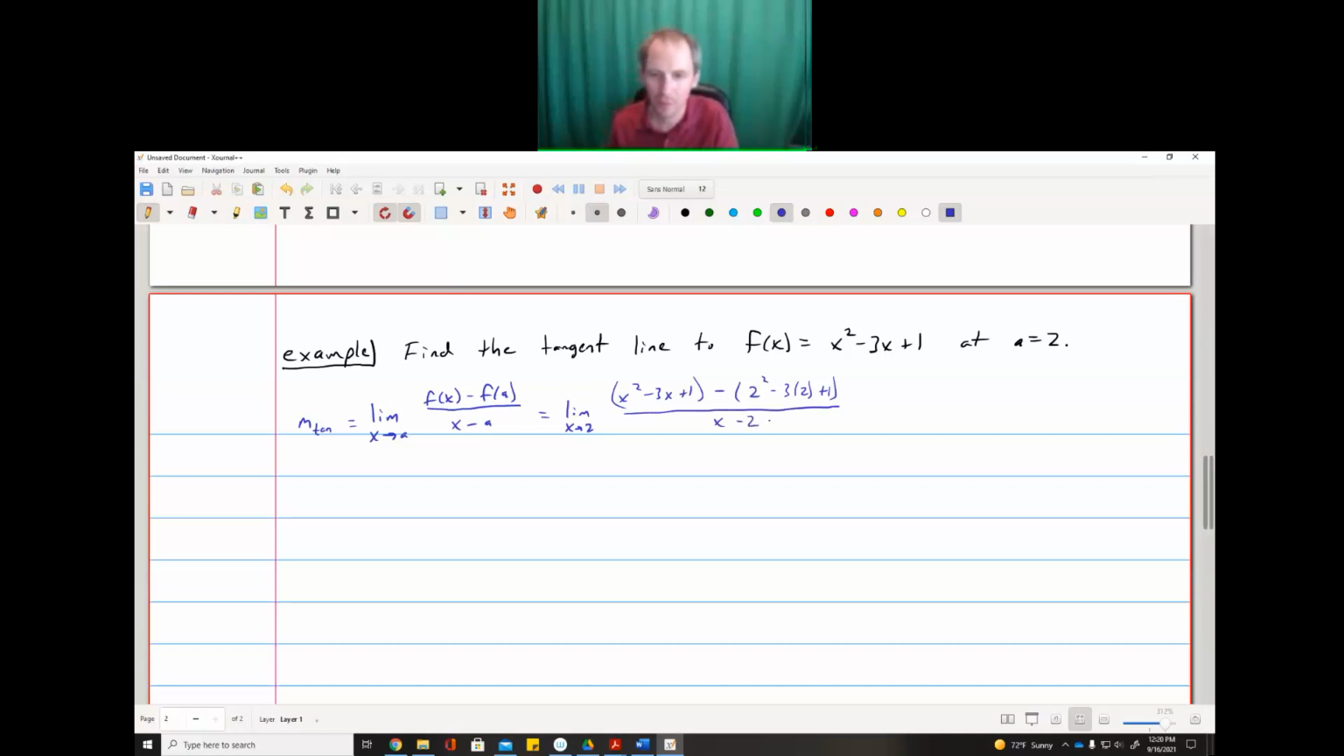Okay. So let's just figure out what we have going on here. I'm going to simplify this. 2 squared is 4, minus 6 is negative 2, plus 1 is negative 1. Yeah.